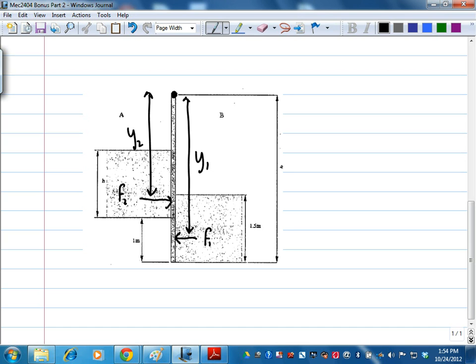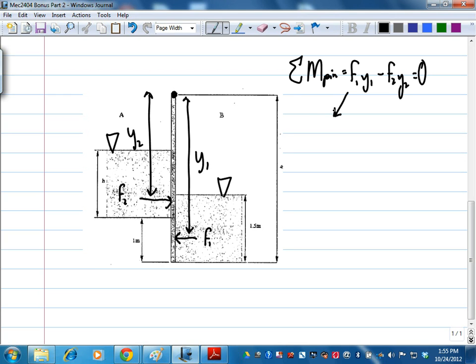Alright. I guess we can assume the water here is a free surface. So basically the sum of the moments about the pin is F1y1 minus F2y2, and that equals 0 when the gate just begins to open or just begins to close, whatever it is. So F1 is the pressure at the centroid.